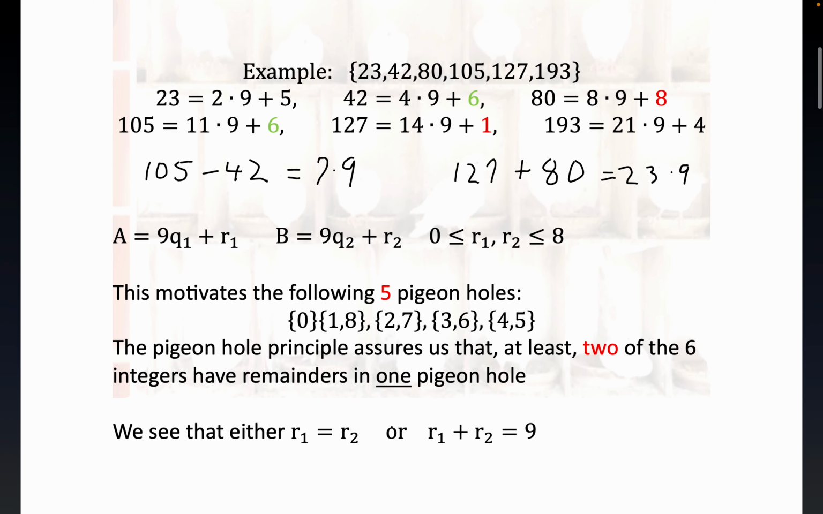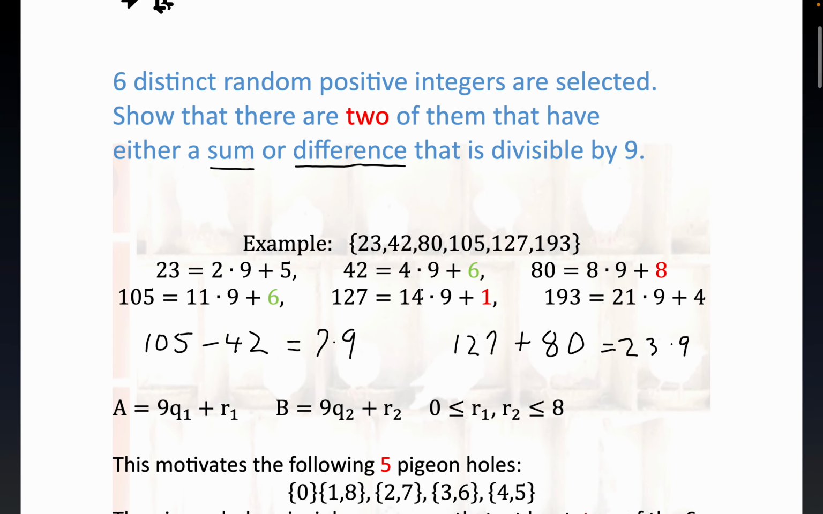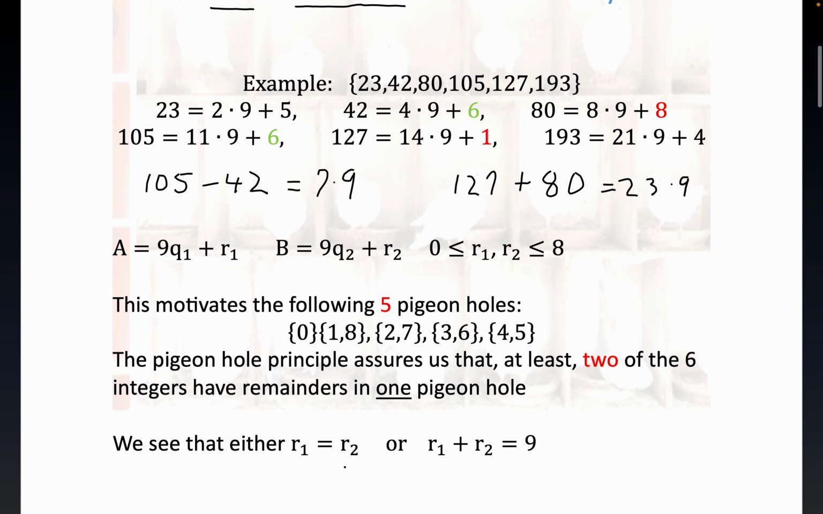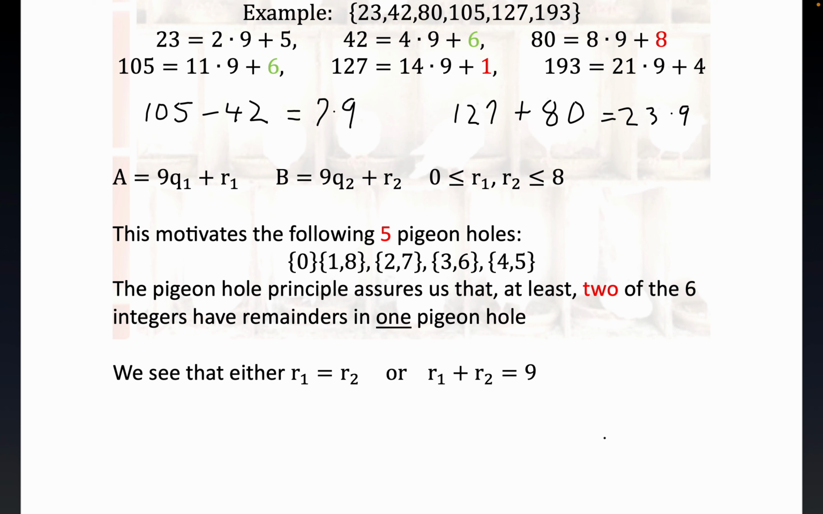But what we get here, in this case, there were 6 numbers selected, right? 6 numbers are selected, but there's only 5 pigeonholes. Some people, I think, call these categories perhaps. So at least 2 of the 6 randomly selected numbers will end up in one of these pigeonholes. So from there we conclude that either r1 equals r2 if they both land in the same remainder, or r1 plus r2 will equal 9, which was this case right up here, right? So in both cases, we do get at least one multiple of 9 of the said description.